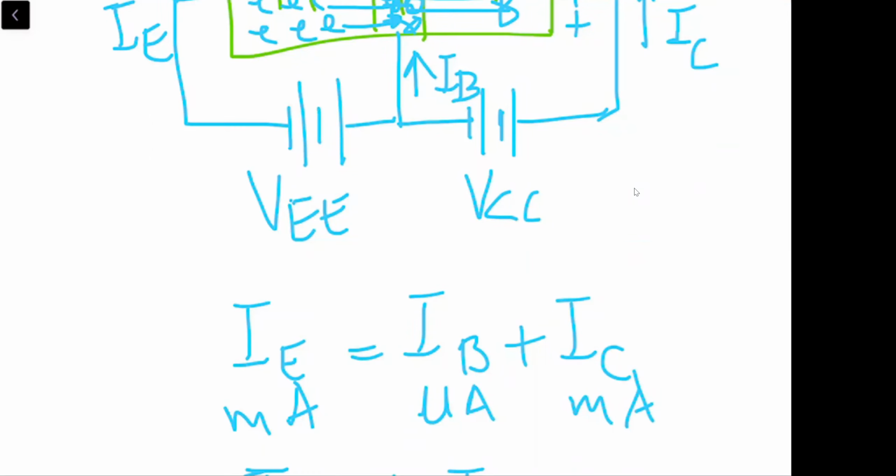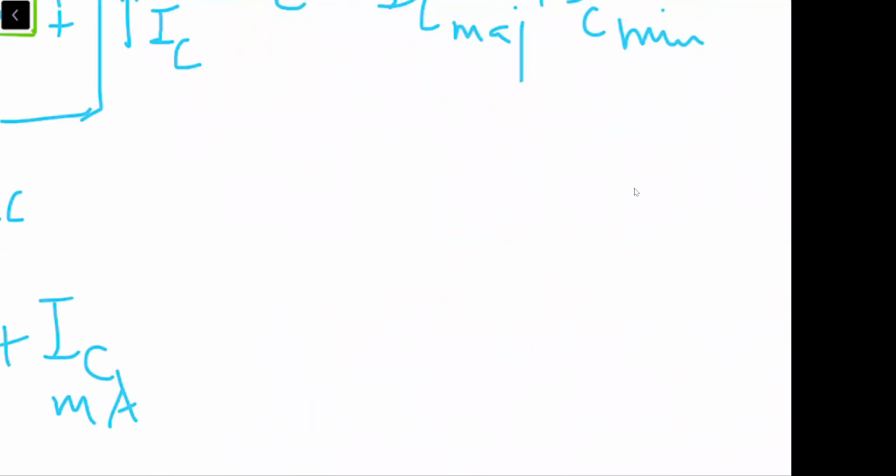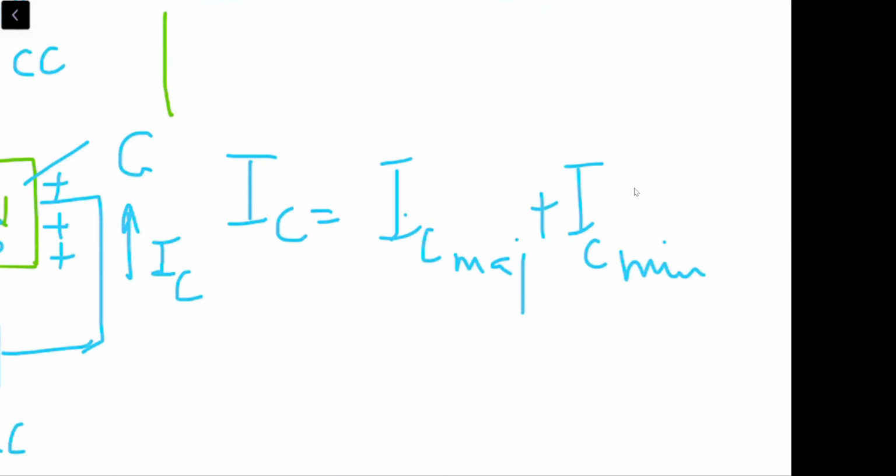And then we have also seen that the collector current is basically the summation of the current due to the majority carriers as well as the current which is flowing due to the minority carriers. So we said that the collector current is equal to IC majority plus IC minority, right? So this we have done in the first session.